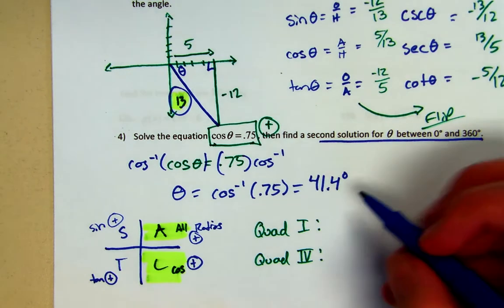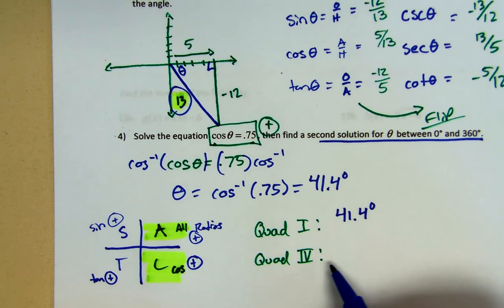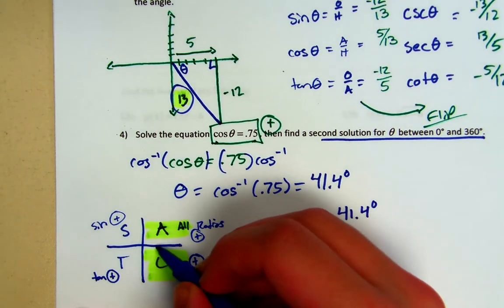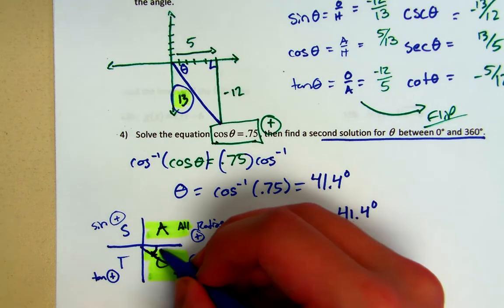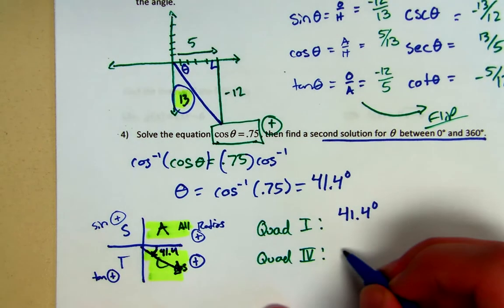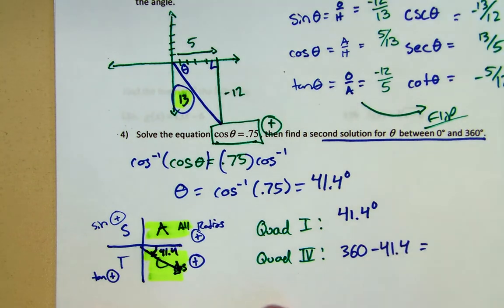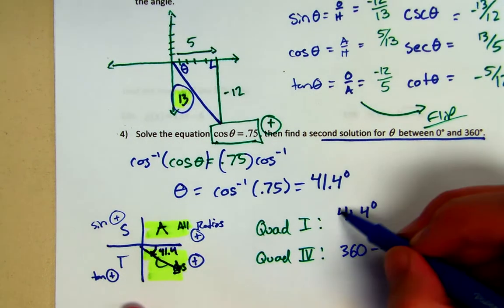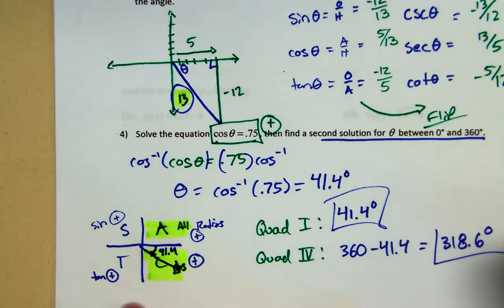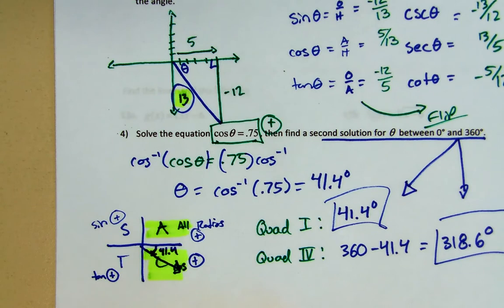Well, 41 degrees is in quadrant 1. I need the one in 4. So I'm going to go 41 degrees below the axis. So this is going to be 41.4. Well, how do I find that? 360, subtract the 41.4 degrees. And we end up with 318.6 degrees. So one answer and another answer, they are both between 0 and 360.